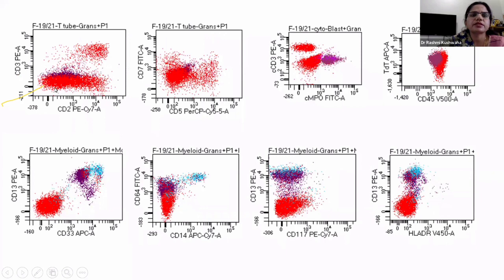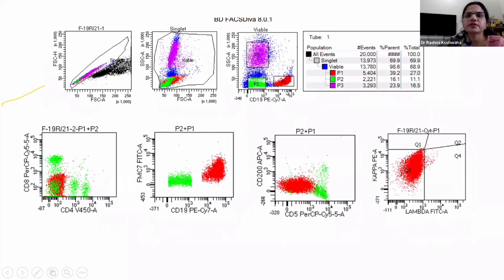There is heterogeneous expression of CD2. There is almost negative expression of CD7 and CD5. Cytoplasmic CD3 and MPO are absent. TdT is absent, so this is not an immature neoplasm. All the immaturity markers are absent. The myeloid markers are absent. This is the normal internal control, granulocytic cells and the monocytes, which are brightly positive for CD13 and CD33. CD64 and CD14 are absent. CD117 is absent, and there is absence of HLA-DR.